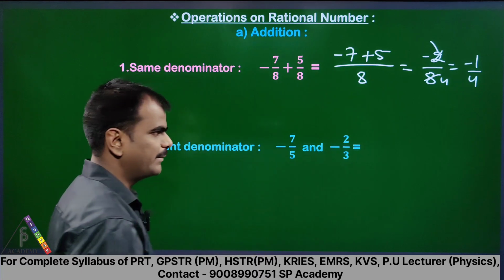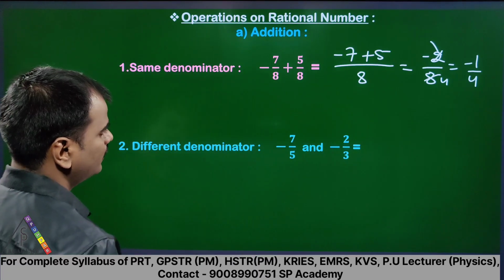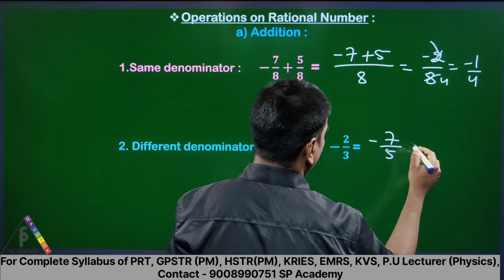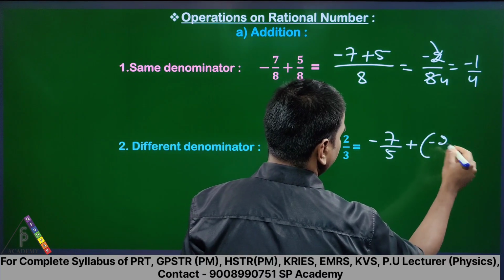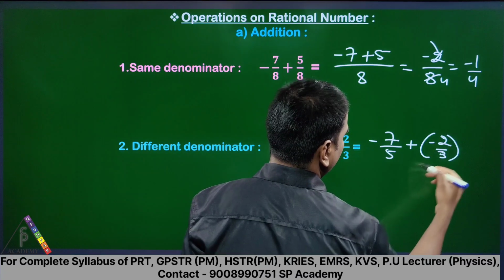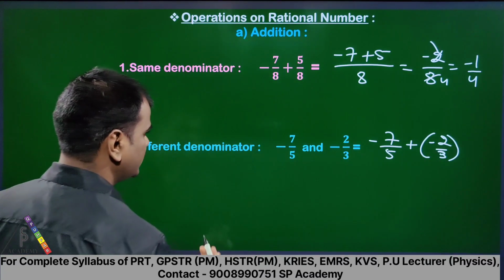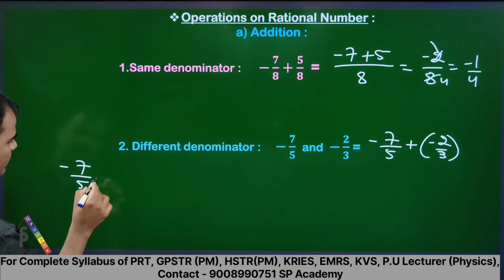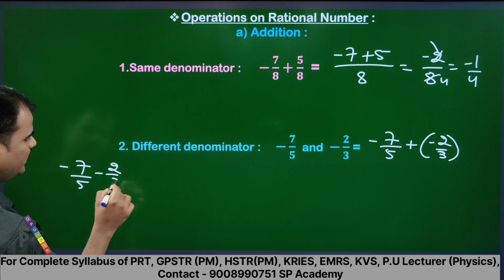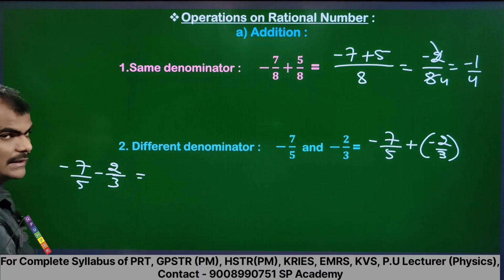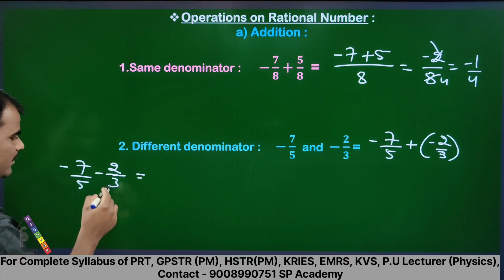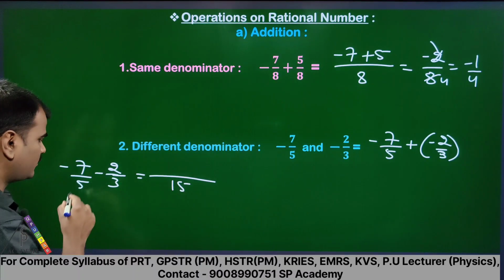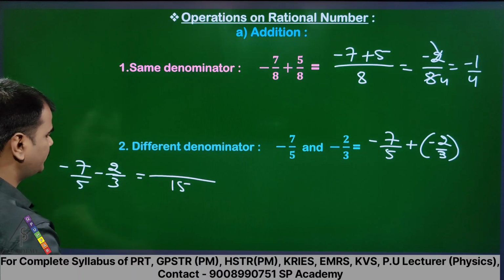Now when the denominators are different, that is minus 7 by 5 plus of minus 2 by 3. Plus into minus is minus, so minus 7 by 5 minus 2 by 3. Now we will take the LCM of the denominators. The LCM of 5 and 3 is 15. Since there is no common factor here, we just multiply the numbers 5 and 3 to get 15.